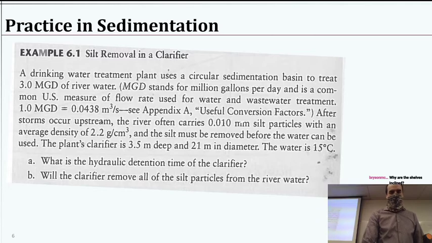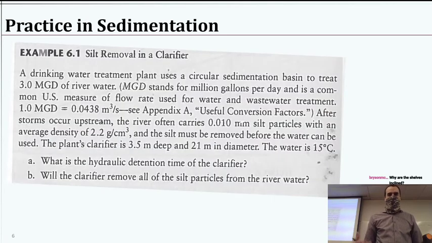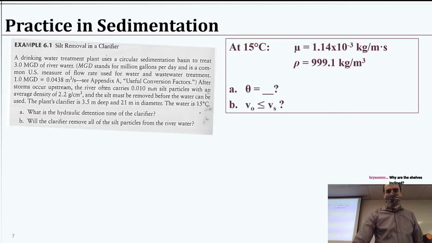I've got a couple of the parameters you'll need written here, and a summary of the question. So A is asking, what is our theta, that hydraulic retention time? And B, are all of the particles going to be removed, which is really asking us to compare the design velocity versus the sedimentation velocity of those particles. I'm going to leave it on the larger screen for a couple minutes for you to read and start working on it, and then I'm going to move it back over here so you have those parameters as you need.